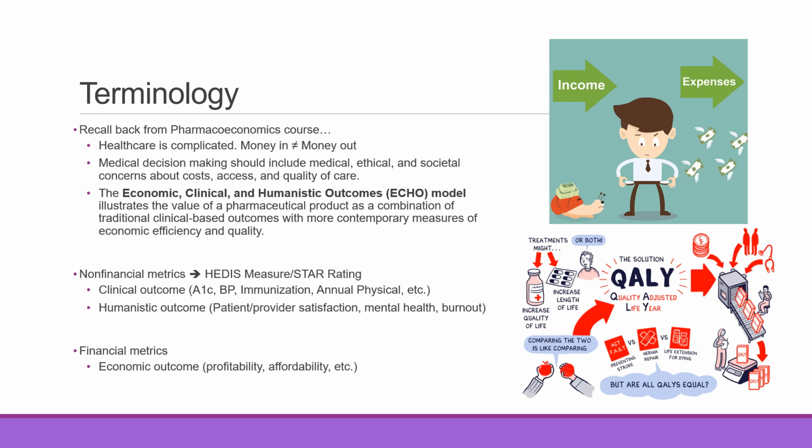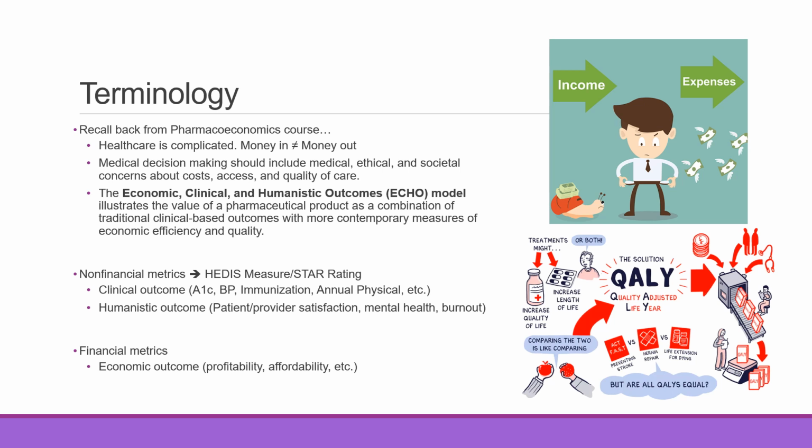However, in healthcare, medical decisions come with many different aspects, such as the medical effectiveness of the therapy, the ethicalness of the therapy, and societal concern about whether it makes sense to allocate such a resource to an indigenous group versus a more economically well-versed group, and so on. So there are many different factors, and concerns about cost, access, and quality of care. Because of this complexity, and it not being as simple as money in and money out, researchers in healthcare have tried to come up with various types of outcomes that we can categorize.